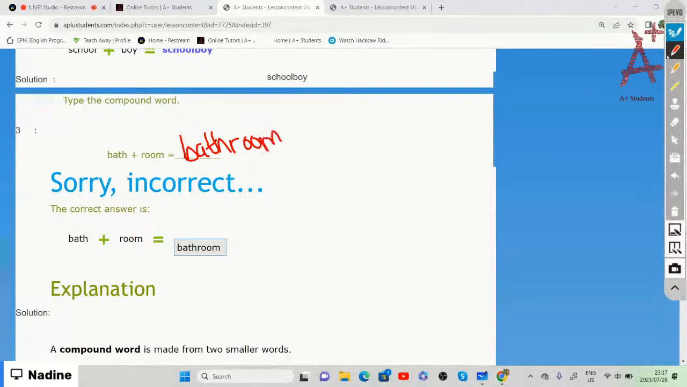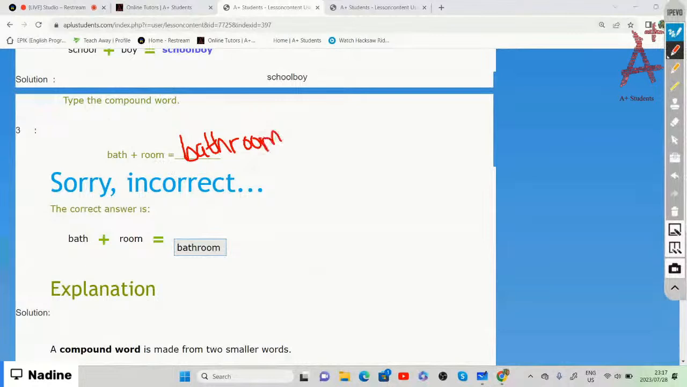All right, so that is a compound word, right? And we said that with compound words, it is two smaller words that are combined together in order to make a compound word. We have an activity that we are doing, and we are saying that bath plus room equals bathroom. So it is a word plus another word. If we combine the two words, we create a compound word.